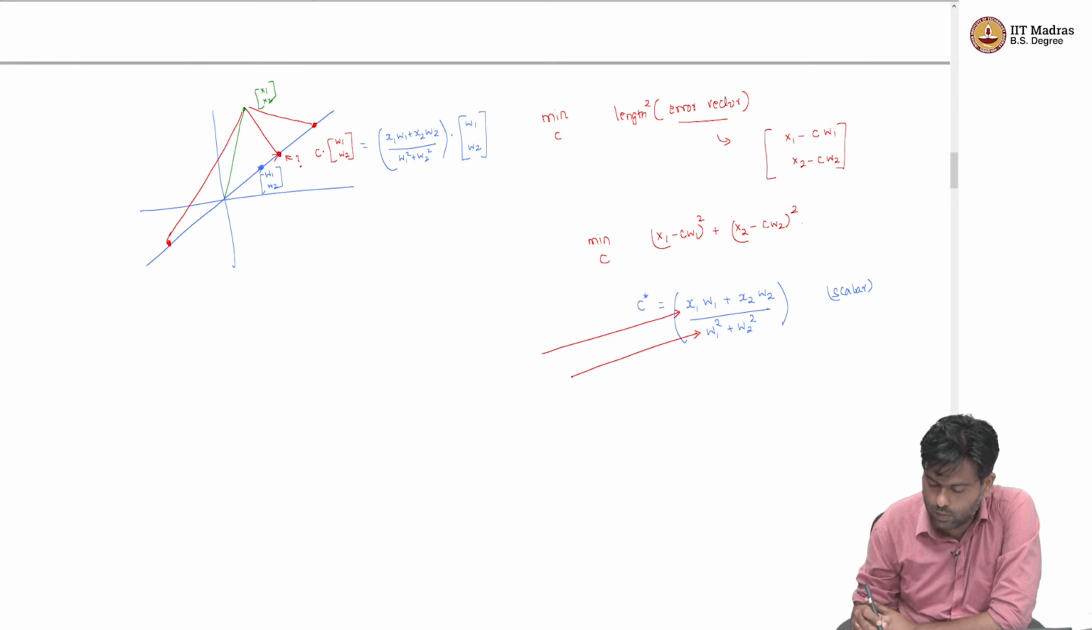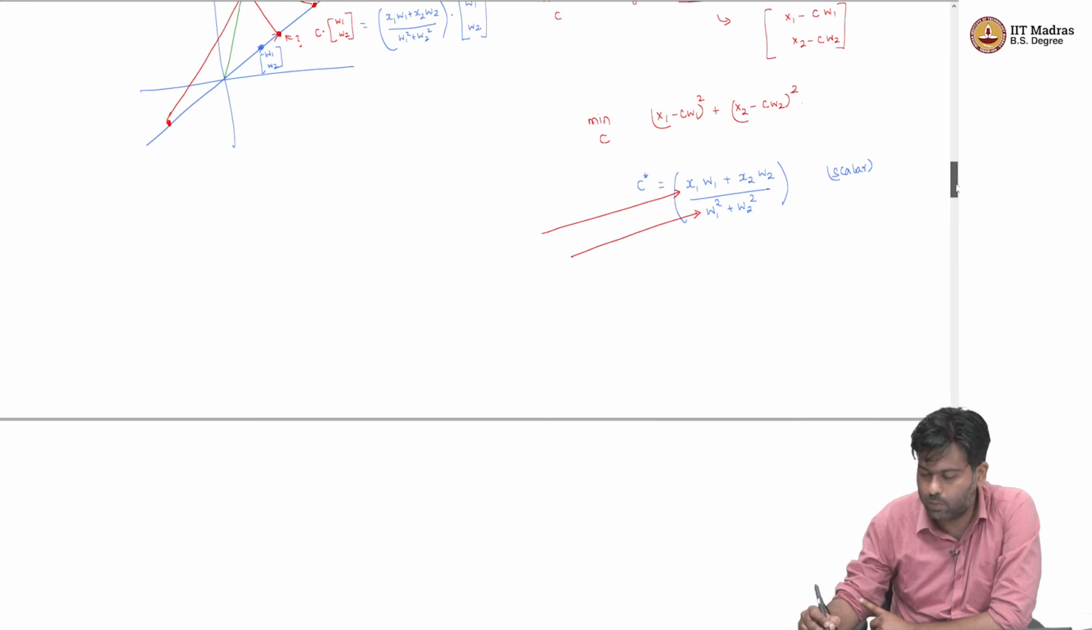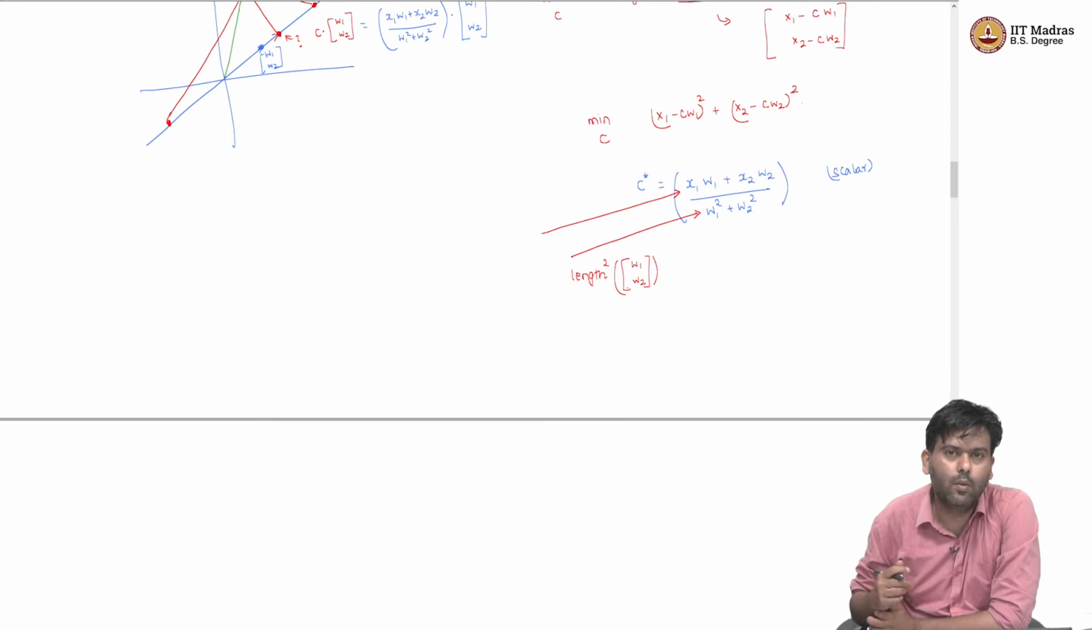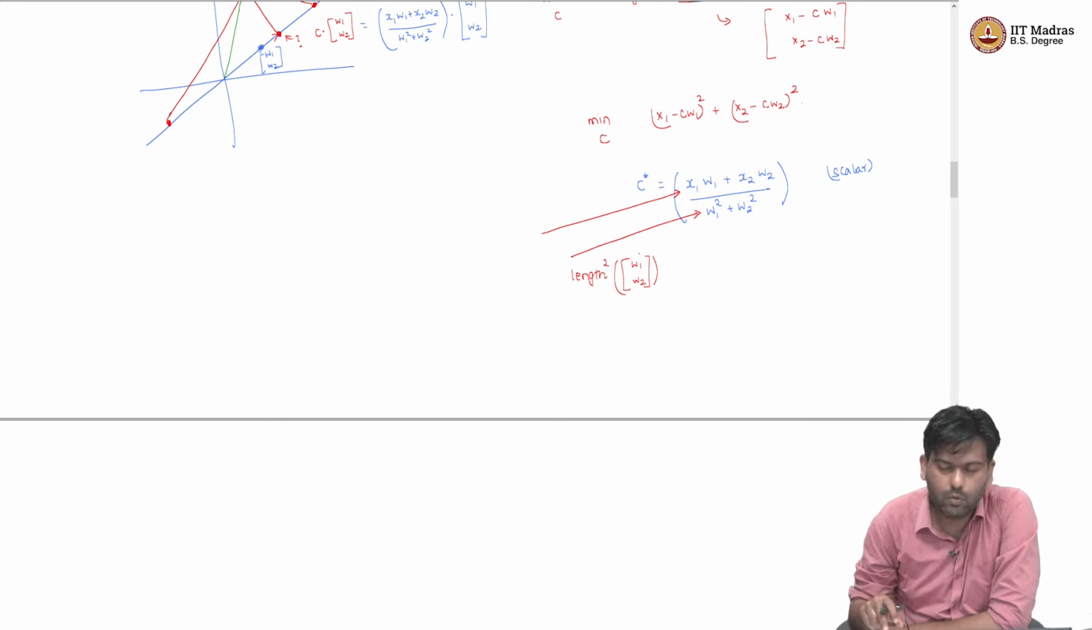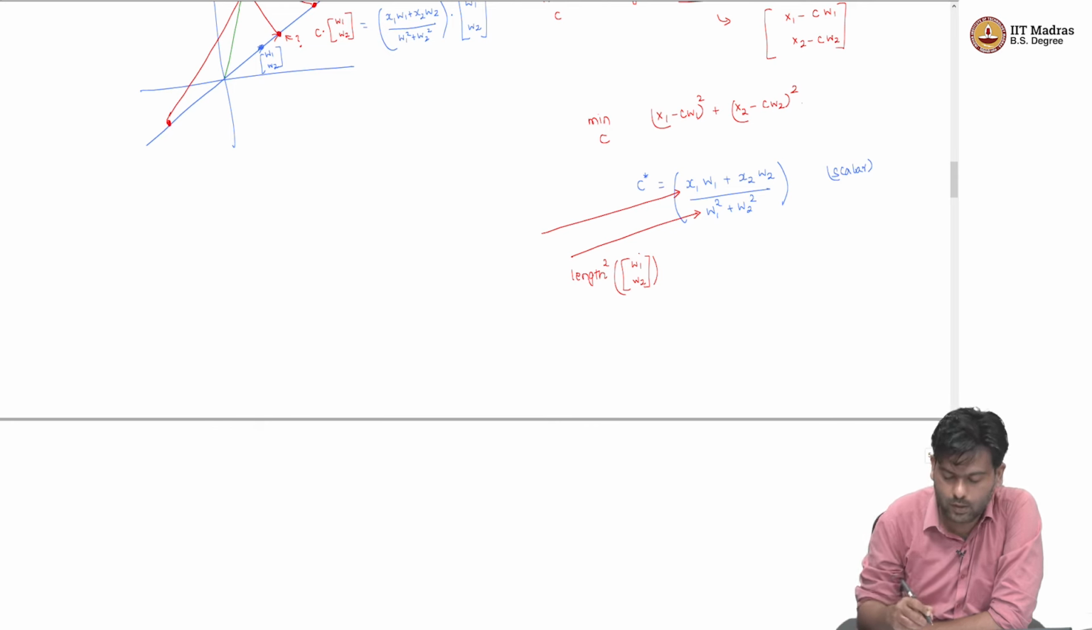Now, let us first look at the denominator. The denominator is w1 squared plus w2 squared, but what is that? We know that that is just the length squared of the vector w1, w2. The length of a vector is just the norm, right. So, the norm of w1, w2 by Pythagoras theorem is the square root of w1 squared plus w2 squared, and the length squared will be w1 squared plus w2 squared. And we also should be able to recognize what the numerator is. The numerator is just the inner product or the dot product of x and w.